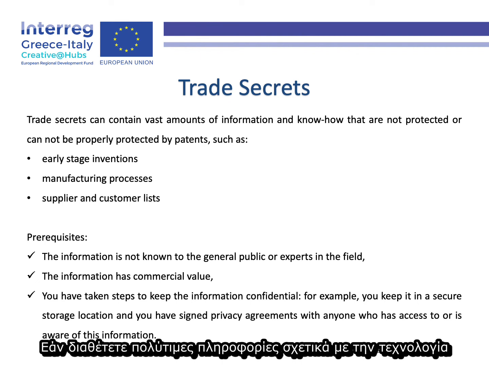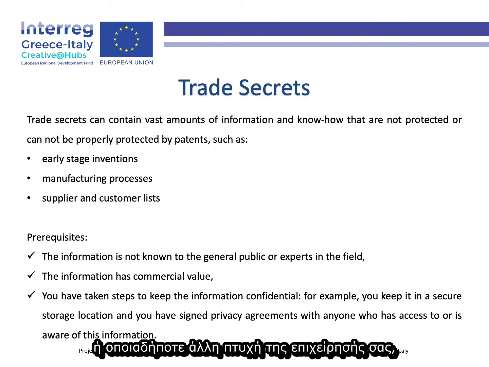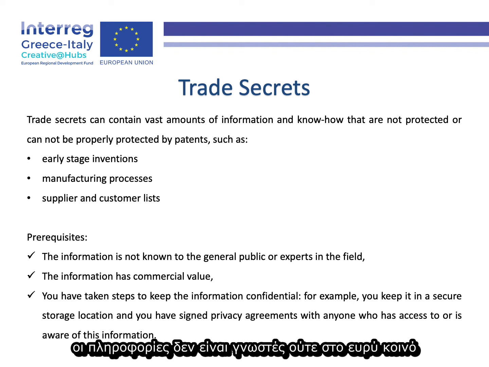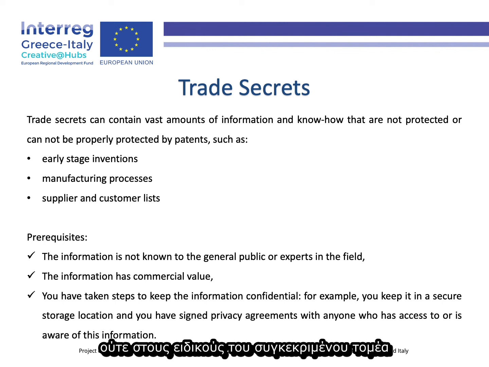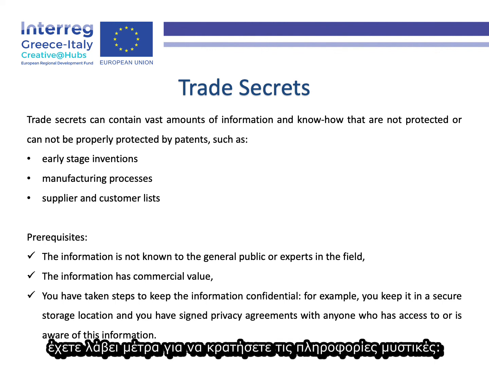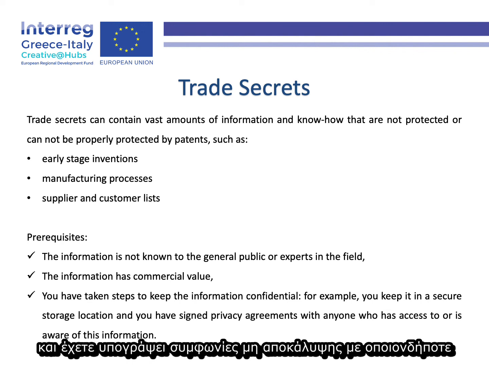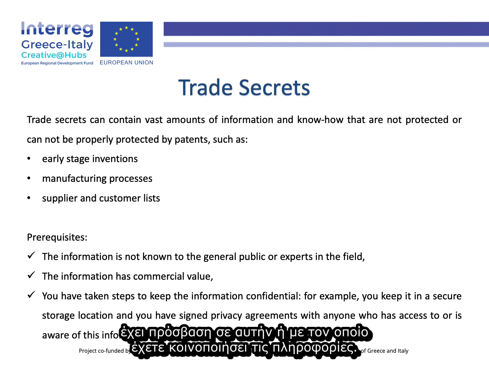If you possess valuable information on technology or on any other aspect of your business, you can protect it as a trade secret if the following conditions are met. The information is not known either by the public at large or by the experts of the sector in question. The information has commercial value. You have taken steps to keep the information secret. For example, you keep it in safe storage and you have signed non-disclosure agreements with anyone that has access to it or with whom you have shared the information.